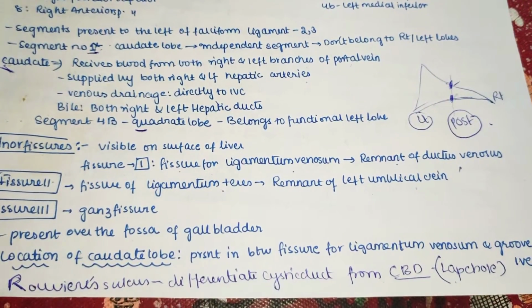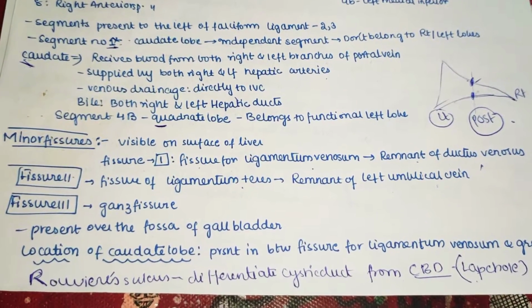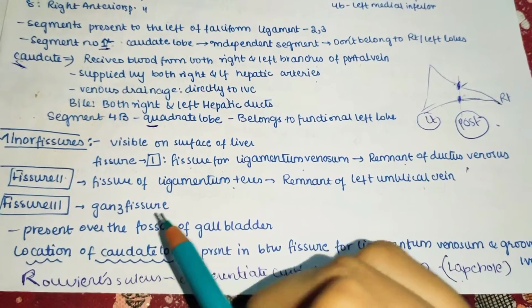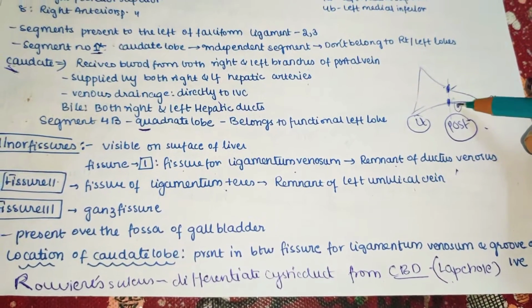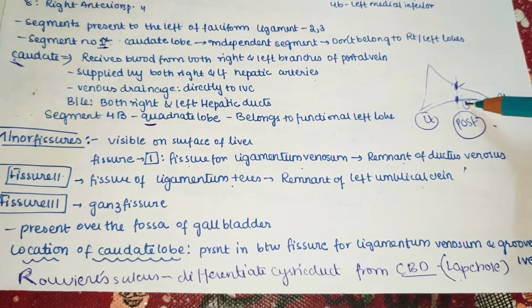So this is ligamentum teres. And the fissure number 3 is Gans fissure, which is present over the fossa of gallbladder here. So here will be the Gans fissure.